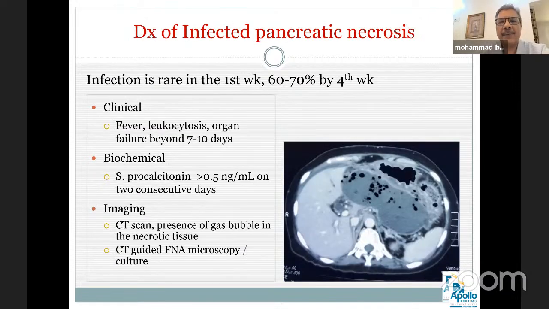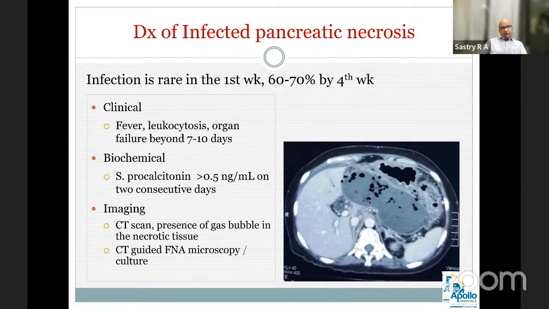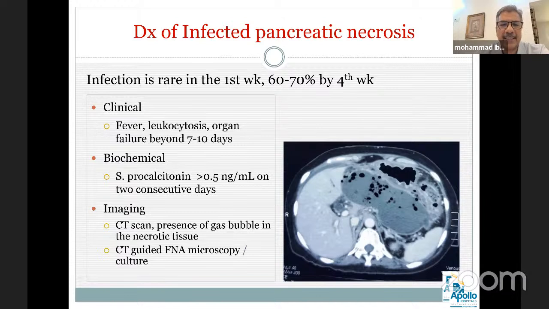Infection is rather rare in the first week, but it goes up to about 60 to 70% by the end of the 4th week. The diagnosis of infection or infected pancreatic necrosis is mainly clinical, characterized by fever, leukocytosis, and persistent organ failure that is going beyond the 2nd week, beyond the 1st week towards the 2nd week. Then elevated levels of serum procalcitonin on 2 consecutive days is very suggestive of pancreatic infection.